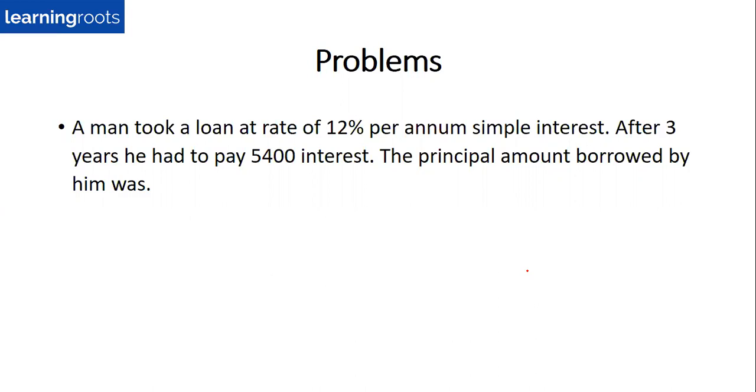So try to solve this using the method that I just did, because that will be convenient to do.